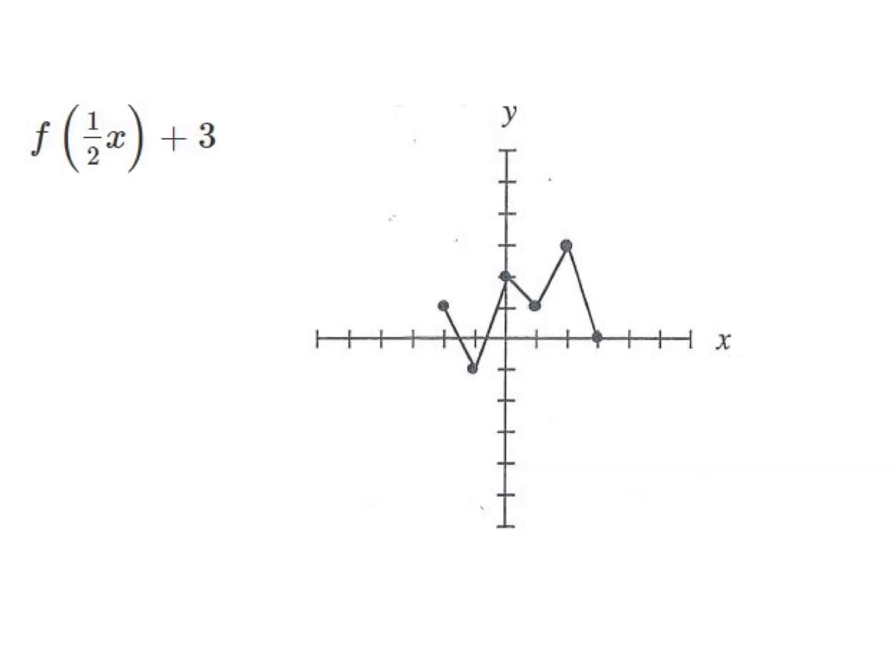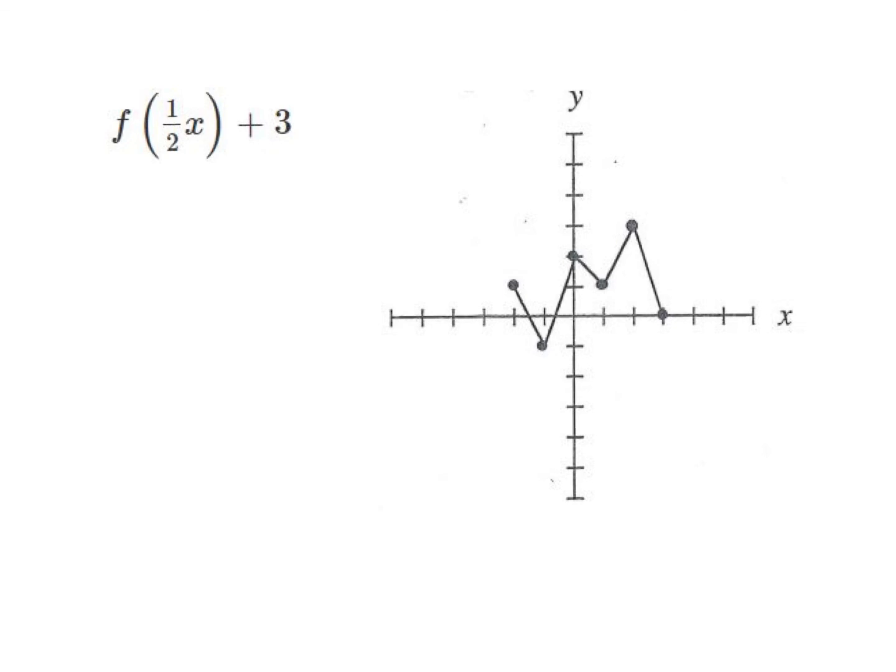All right, last one. F of 1/2 x plus 3. Remember, folks, we're going to do the opposite of whatever is inside the parentheses. So that says 1/2 times x. So instead of multiplying x by 1/2, we're going to divide x by 1/2, effectively doubling our x values. Then we have a plus 3 on the outside of our function, which means we're going to shift everything up 3 units by adding 3 to all of our y values.